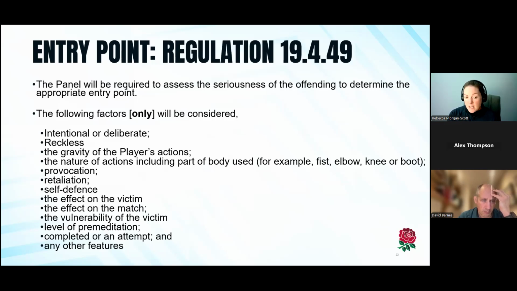The level of premeditation: was it something that they sort of ran across the pitch to get involved in, or was it an immediate spur of the moment incident? And was it completed or an attempt? There is a final catch-all of any other features, but those are the factors that they will look at, and this relates solely to what happened on the pitch. So this is nothing to do with whether or not they apologised or whether or not they turned up to the hearing. This is purely just what happened when it comes to assessing how serious the incident was on the field.